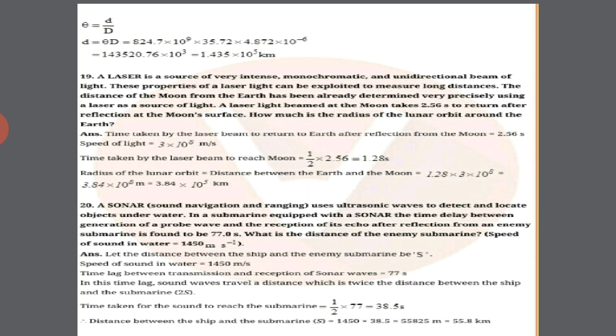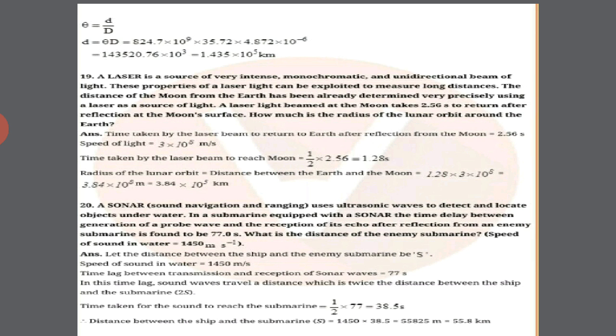The speed of sound in water is 1450 meter per second. Let the distance between the ship and the enemy submarine be s. Speed of sound in water is given there, 1450 meter per second. Time lag between the transmission and reception of the sonar wave is 77 seconds. In this time lag, the sound waves travel a distance which is twice the distance between the ship and the submarine. It is 2s. The time taken for the sound to reach the submarine is 38.5.